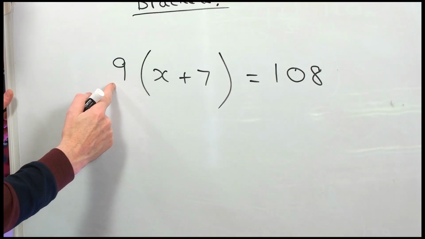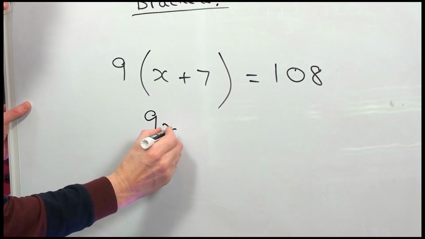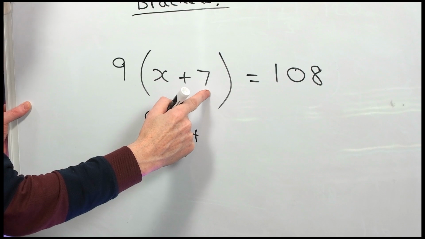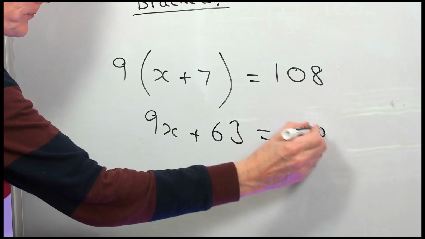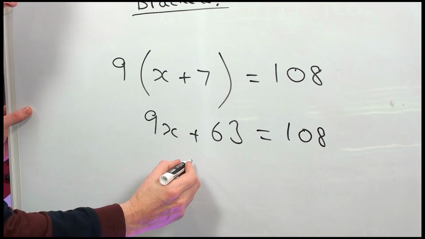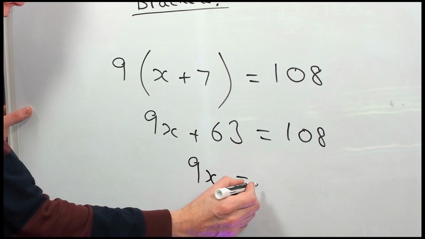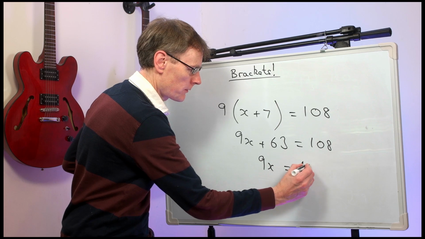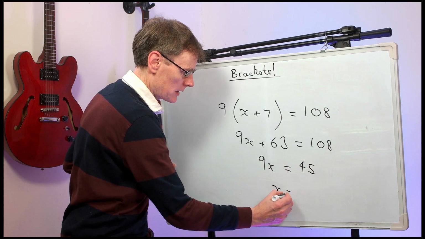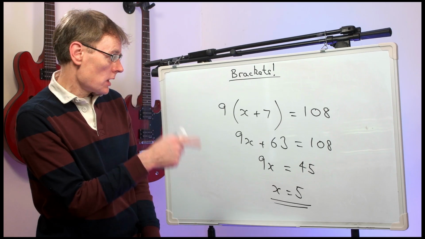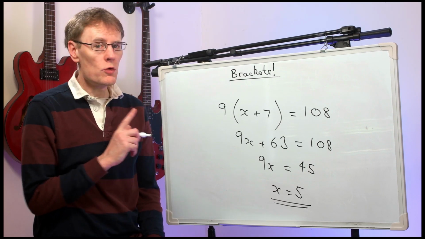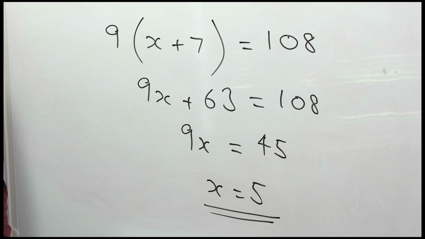Have a look at this. That would be 9x plus 7 9s are 63 equals 108. So got to take away 63, 9x equals 45. So x equals 5. We got the same answer, but it was just harder. We had bigger numbers. So you don't need to multiply out brackets if you can help it.